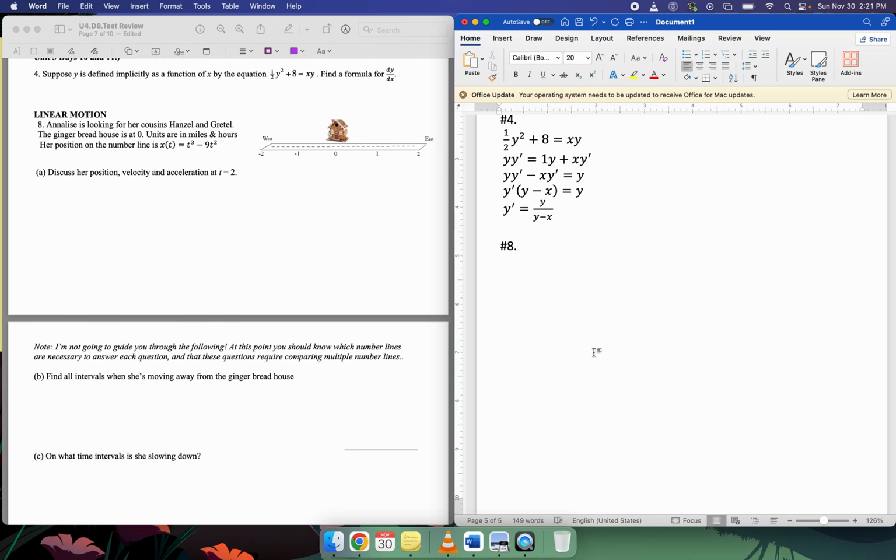Number 8, Anneliese is looking for her cousins Hansel and Gretel. The gingerbread house is at 0. So I guess we're supposed to imagine this is like a number line. Units are in miles and hours. Anneliese's position is given by this function right here. A, discuss her position, velocity, and acceleration at t equals 2.